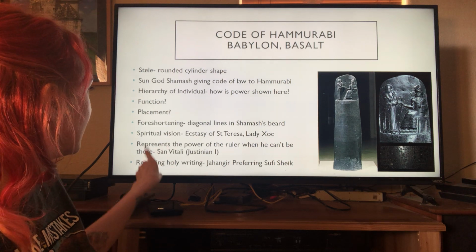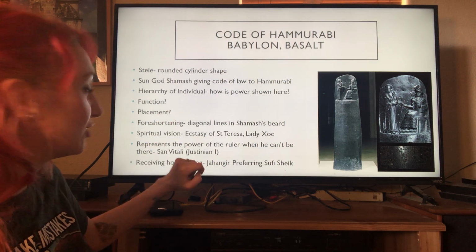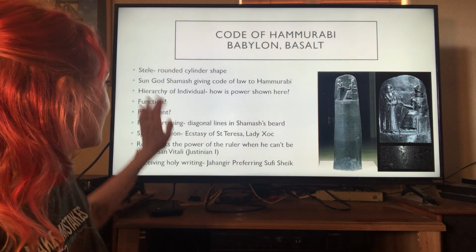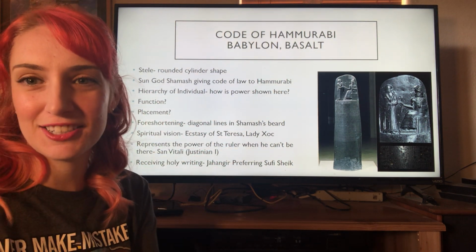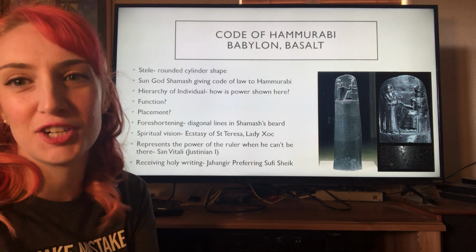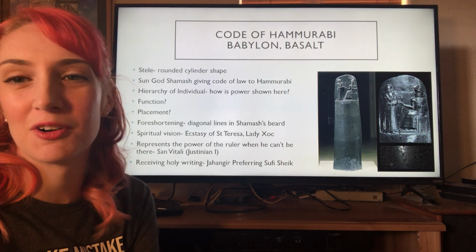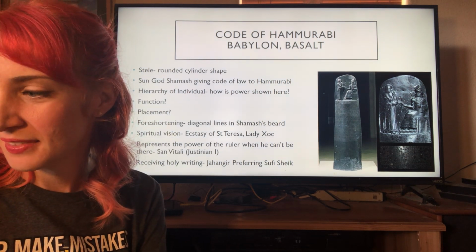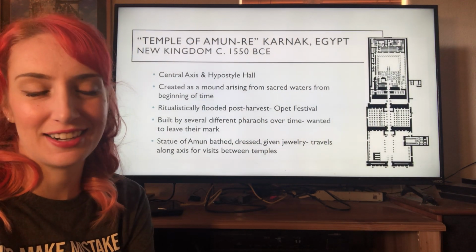Alright. I don't need to talk about Jahangir because he's not on our test this year. Yay! Alrighty, so function, placement, all of this is really to assert and legitimize Hammurabi's rule over Babylon, which covered several conquered territories.